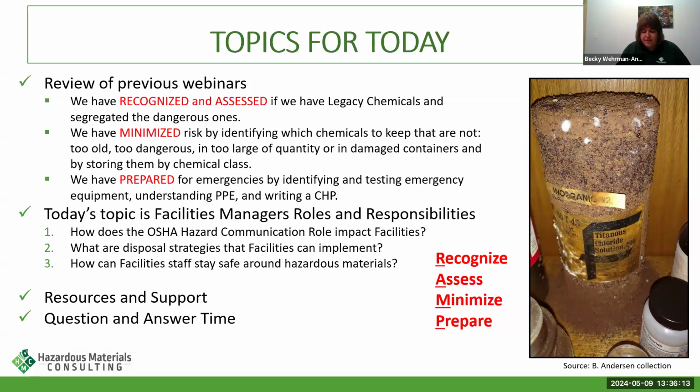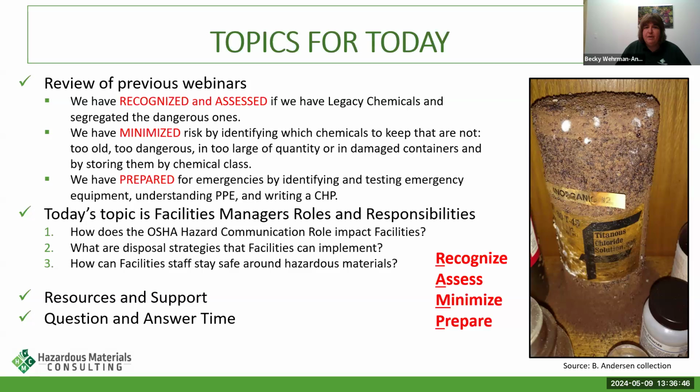And we've worked with teachers for the last several webinars to assess whether or not they have legacy chemicals in their school, given them some options on how to dispose of them. We've also discussed minimizing chemical inventories based on 4 criteria: whether the chemical is too old, whether it's too dangerous or presents too much risk for the benefit that it brings, whether they have too large of a quantity in their classroom, or whether they have damaged containers. So those were 4 criteria that we worked with science teachers to identify.